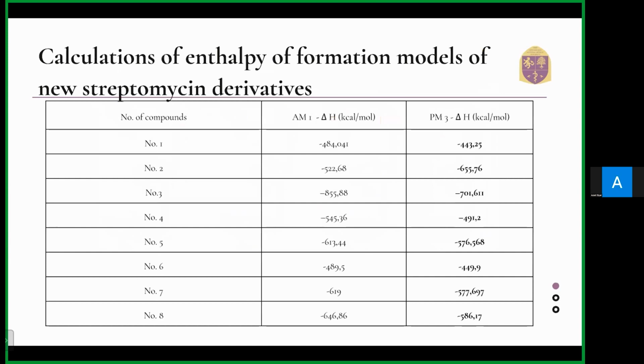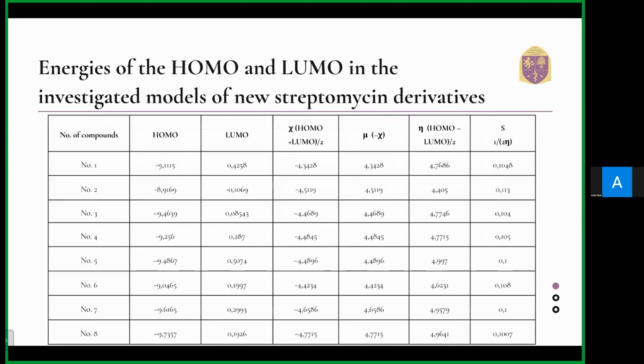Using quantum chemical studies, analysis of calculated enthalpies of formation of these model molecules shows that all of the models are most thermodynamically stable. And next, we calculated the HOMO and the LUMO energy, which is the highest occupied molecular orbital and the lowest unoccupied molecular orbital, and the differences in their values. This shows that these compounds have a high stability.